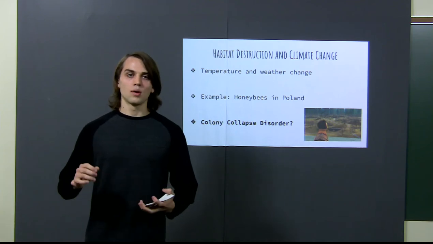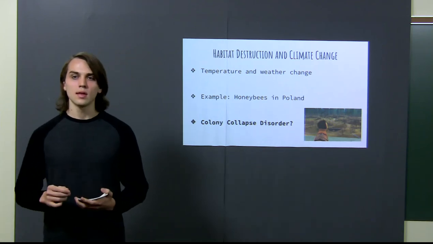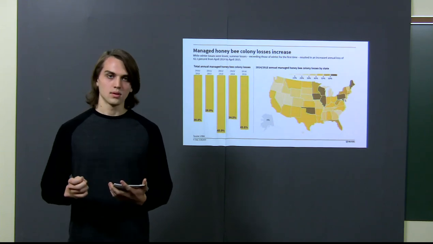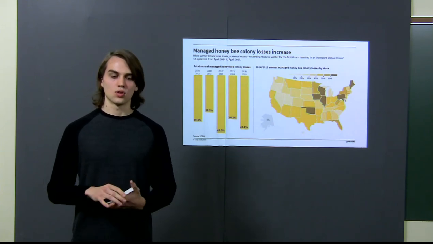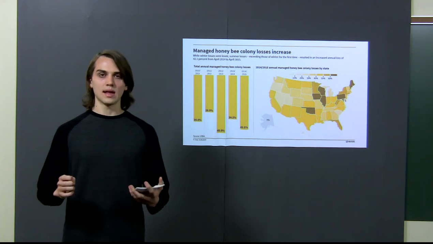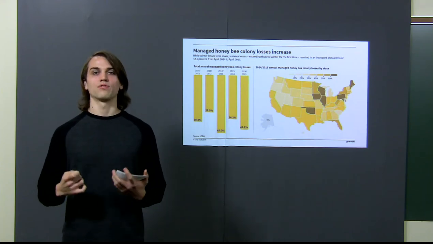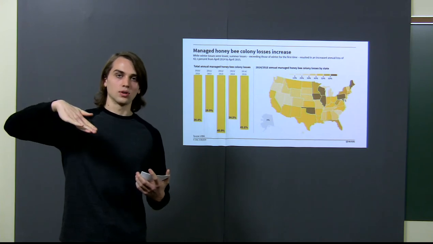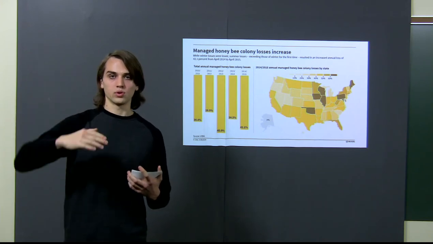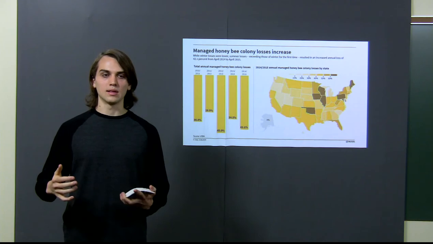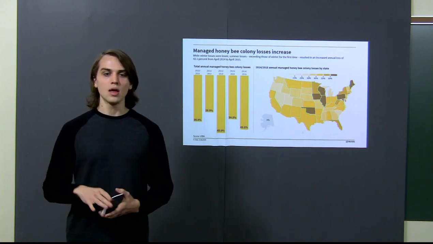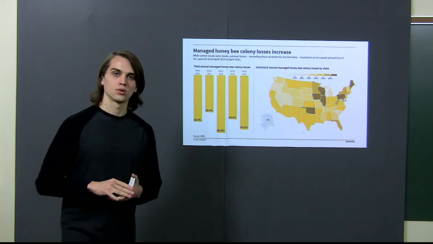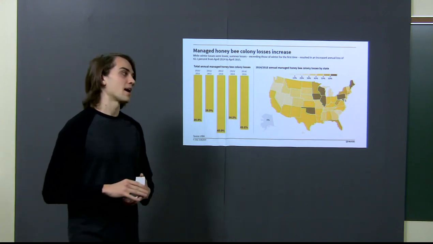And these three problems, the parasites, the pesticides, and the climate change, these can all culminate in colony collapse disorder, which is a phenomenon in which the population of the bees in the colony reaches a critical point where there are some bees left, but the colony cannot sustain itself.